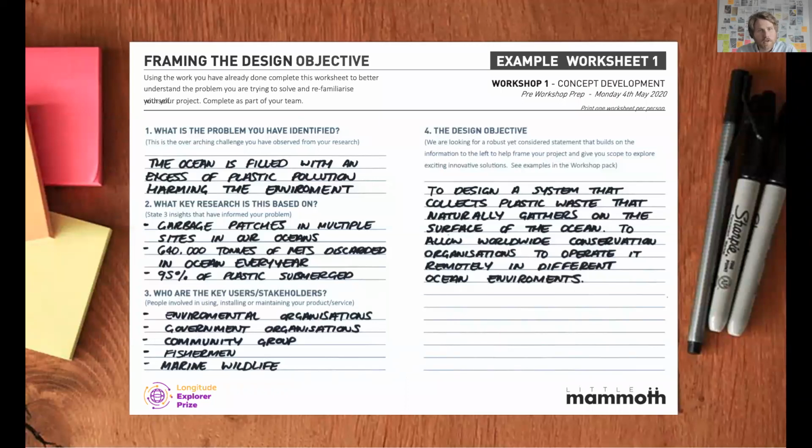Prior to the workshop, we asked you to complete, if you had time, the framing design objective, which is worksheet 1. You've obviously developed such great output for your submission so far, but this worksheet was there to get your head back into the project. As you can see from this example, it's about identifying those initial elements of the problem itself, the key users, the key research findings, and also framing your design objective in a concise manner. Hopefully this tool was useful for you, but it's also something that you're going to go away and complete to help you understand the start point of your project.